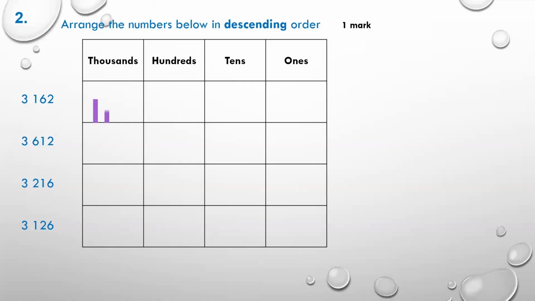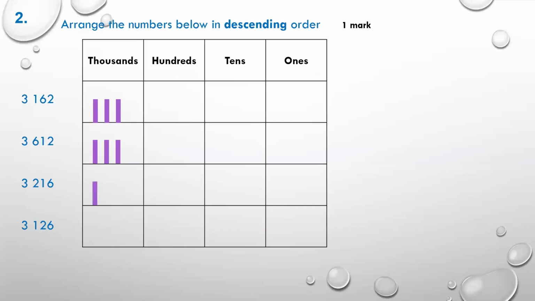There's 1, 2, 3. And let's not worry about the rest of the number. Let's go look at the second numeral they gave us. How many thousands are there? 1, 2, 3. So they're the same. We can't tell which one is larger or smaller by just looking at the thousands for the first two.